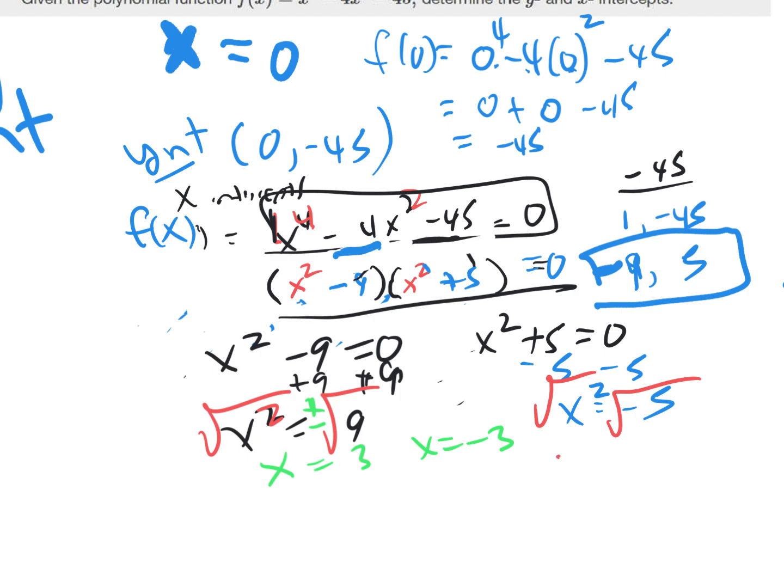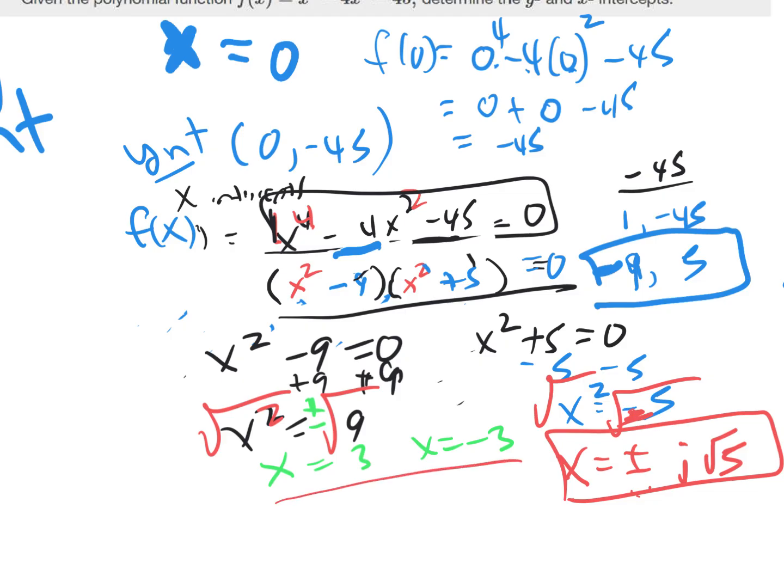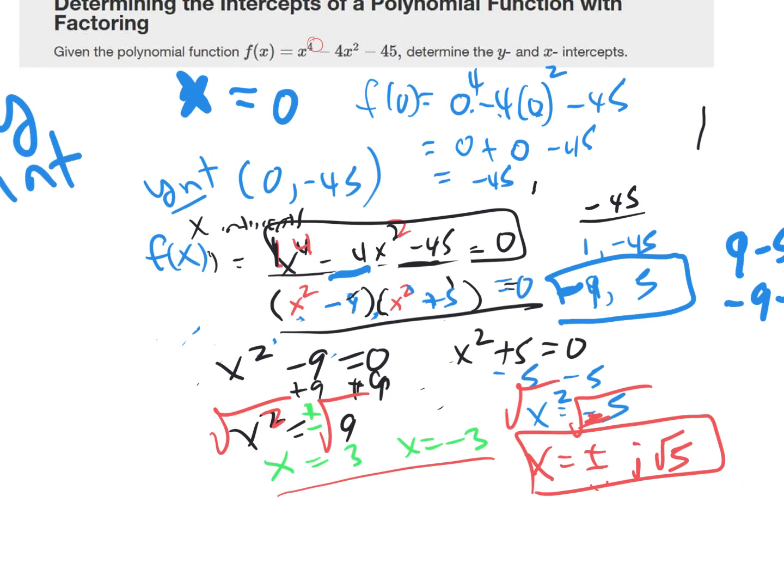This answer is x equals plus or minus the square root of negative 5. I could pull out the i and say i times the square root of 5, to get rid of this negative that we've talked about before in complex numbers. Remember? It is an i, but that's not real. That's an imaginary answer. So here are my only 2 x-intercepts. So let's look at the whole picture and see.